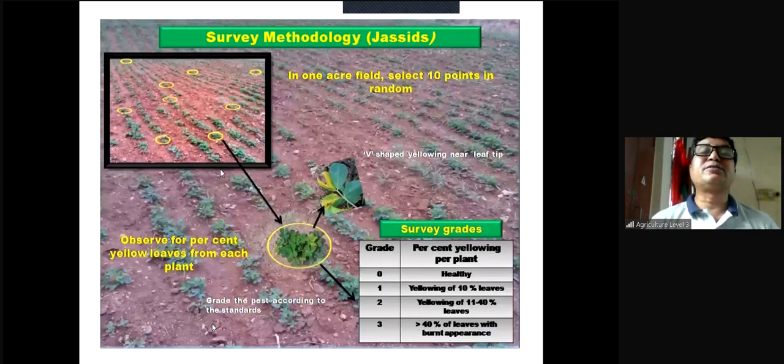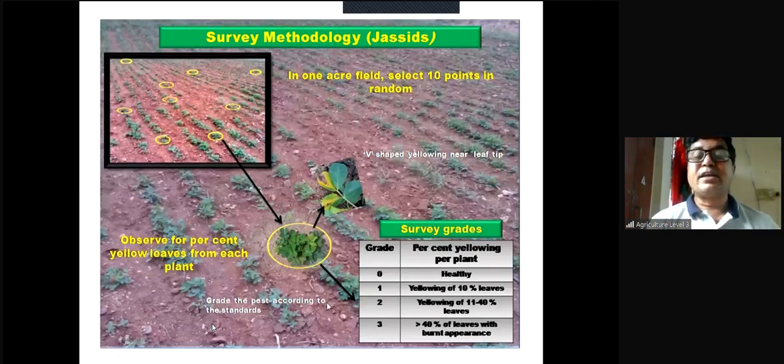So 10 spots are present. Observe the percent yellow leaves from each plant, because Jassid suck the cell sap from the leaves, resulting in the leaves becoming yellowish at the tip. Yellowing starts from the tip because the tip is the most succulent part of the leaf. Observe the percent yellowing leaves for each plant.